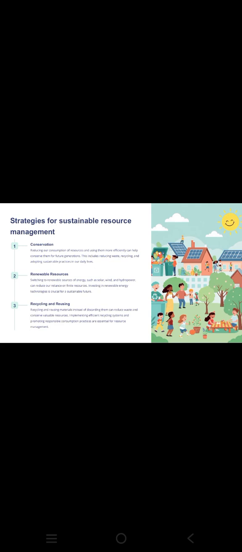renewable resources. Switching to renewable sources of energy such as solar, wind, and hydropower can reduce our reliance on finite resources. Investing in renewable energy technologies is crucial for a sustainable future.